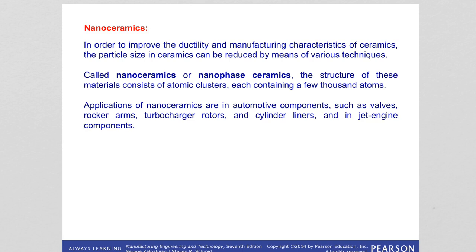So what are nanoceramics? When we say nano size, it includes sizes up to 100 nanometers. So these are ceramics where the particle size is in the nano range. This is done because it improves the ductility and manufacturing characteristics of ceramics. Of course, controlling the particle size distribution and contamination is important. It is important to have a homogeneous particle size throughout the structure to get the best out of the nanoceramic characteristics. Okay, so where do we use these materials?